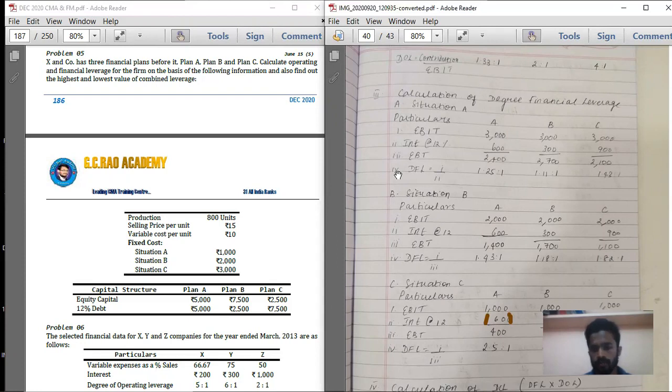Below that, small Roman number 4. DFL is equal to small Roman number 1 divided by small Roman number 3. So under plan A, 3000 divided by 2400, that is 1.25 is to 1. Under plan B, 3000 divided by 2700, then 1.11 is to 1. And plan C, 3000 divided by 2100, 1.43 is to 1.